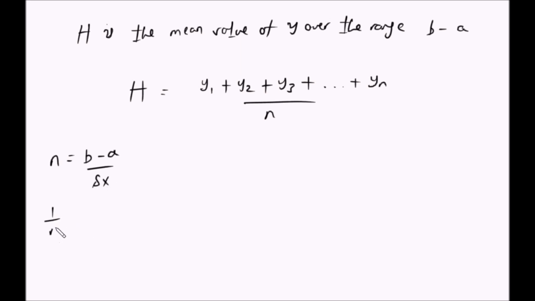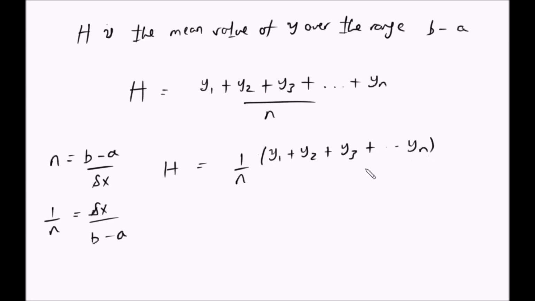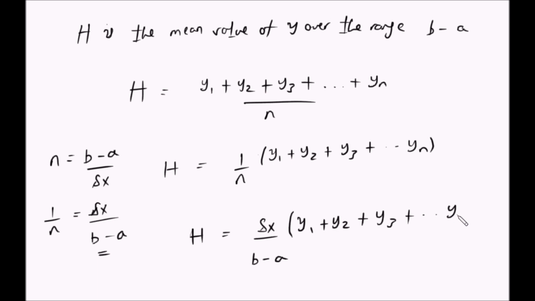Manake 1 over n itakuwa ni sawa na delta x over b minus a. So h, hii n nikiitoa like this, 1 over n itakuwa ni y1 plus y2 plus y3 mpaka yn. Sasa lakini 1 over n ni huyu. So our h now is equal to delta x over b minus a. So we have y1, y2, y3 mpaka yn.